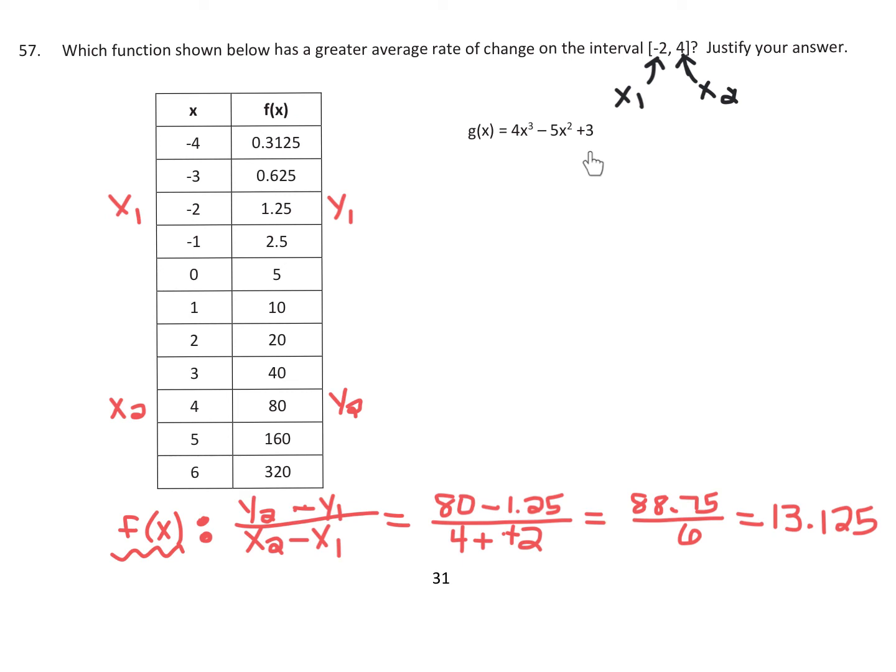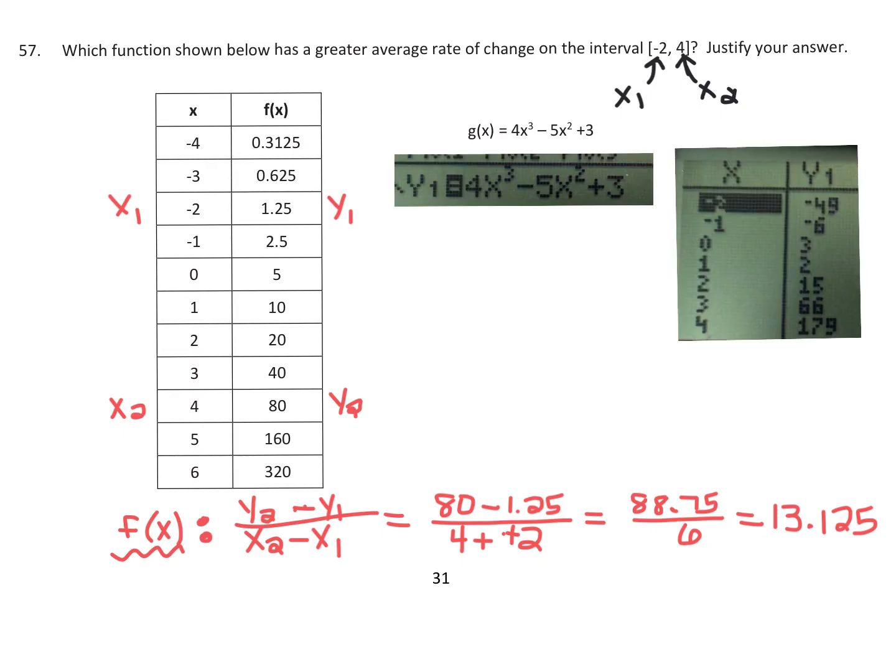Now for g of x, honestly, I think the easiest way is just to go to y equals in your calculator and plug in this equation and just look at the table of values. See how they give us the table of values here? Look at the table of values. All right, so in the calculator, I just went to y equals and I plugged in the equation. And then I hit second graph. I went to the table of values, and we can see here is my x1 and x2.